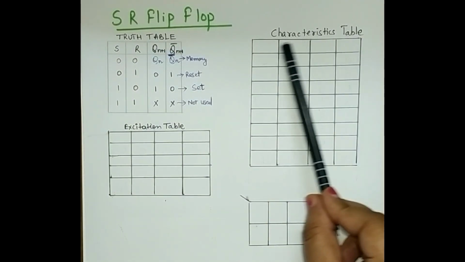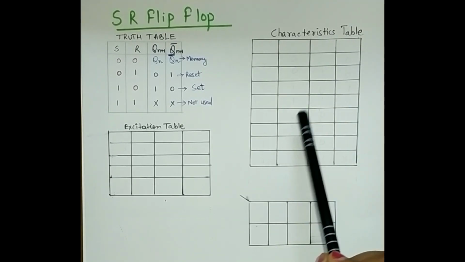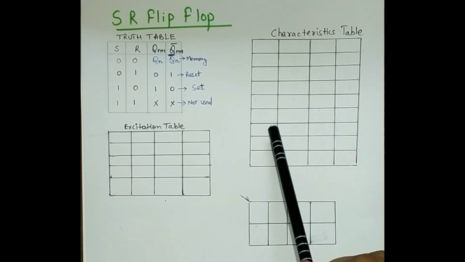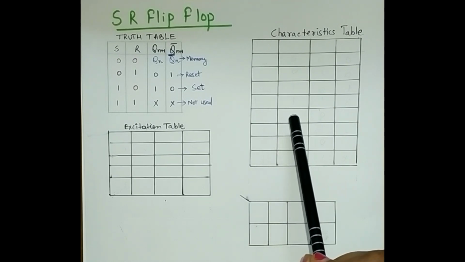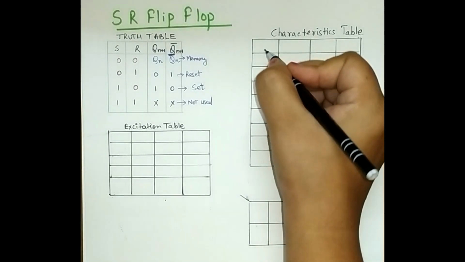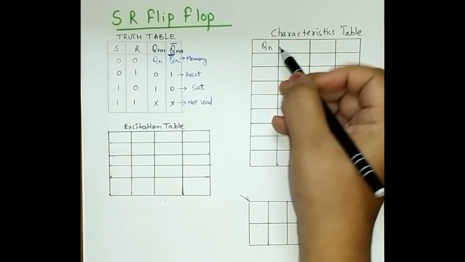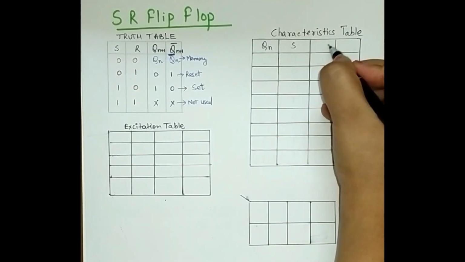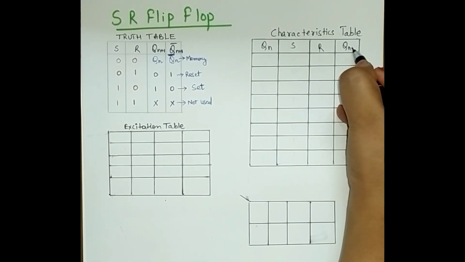So basically what is a characteristics table? It is a table which will give you the information about the next output. If the inputs and the present outputs are known, meaning you know what my present output is and what my present input is, you will know what the value of the next output will be. So let us write down the table. Here I will write Qn, which is my previous output. Then my inputs are S and R, and what I have to find is my next output.